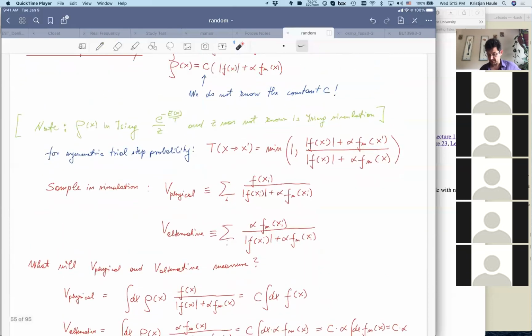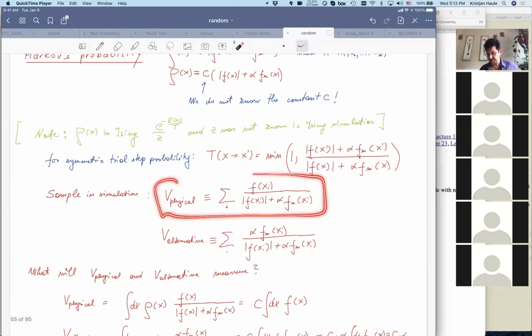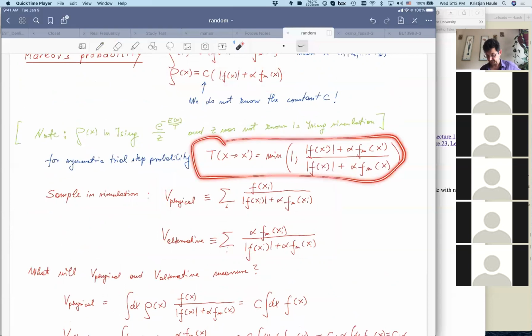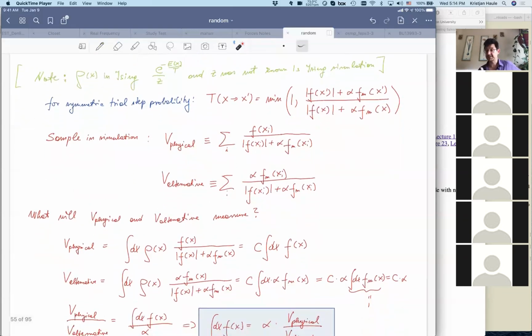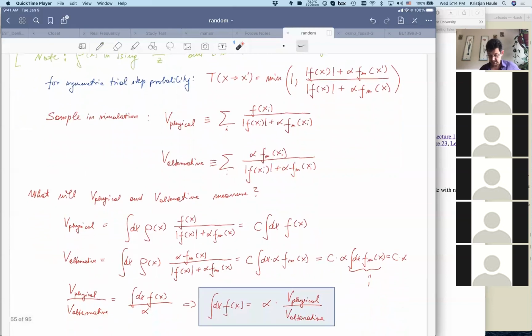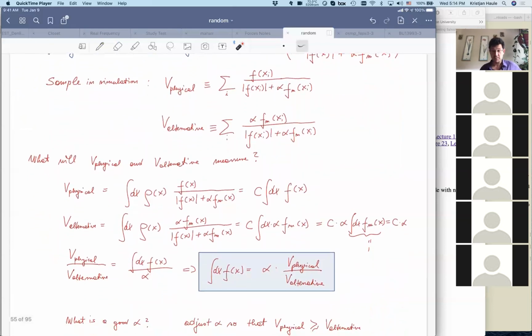So instead of measuring, for example, the average energy or the average energy squared for specific heat, I'm actually measuring these two things, and I'm taking the transition probability to be basically this. This is my transition probability, and I'm running the usual Markov chain, the same way that we did the Ising model. So then the question is, what is V physical really? What does it converge to? And what is V alternative? What does it converge to?